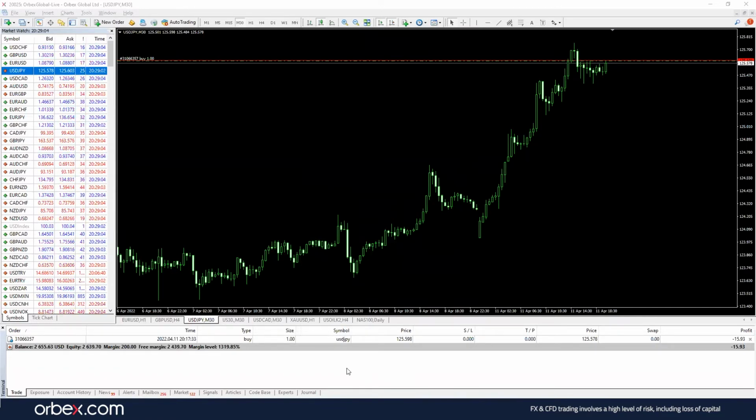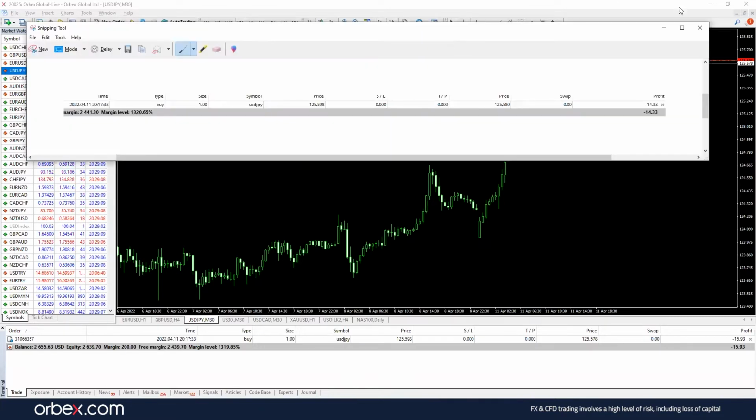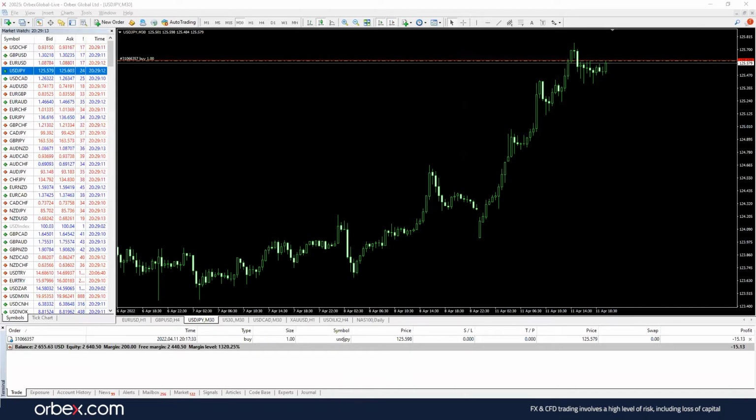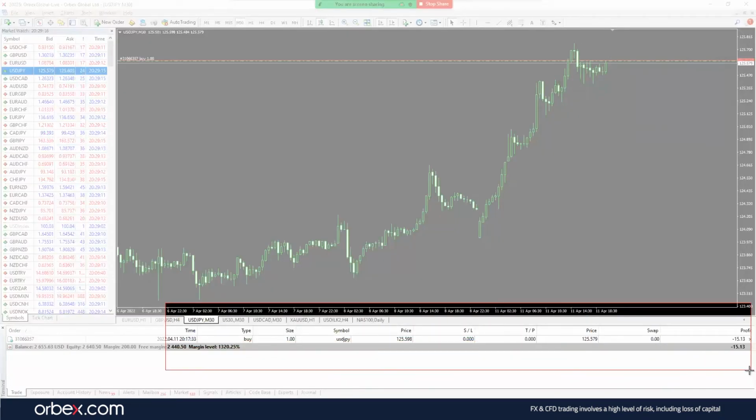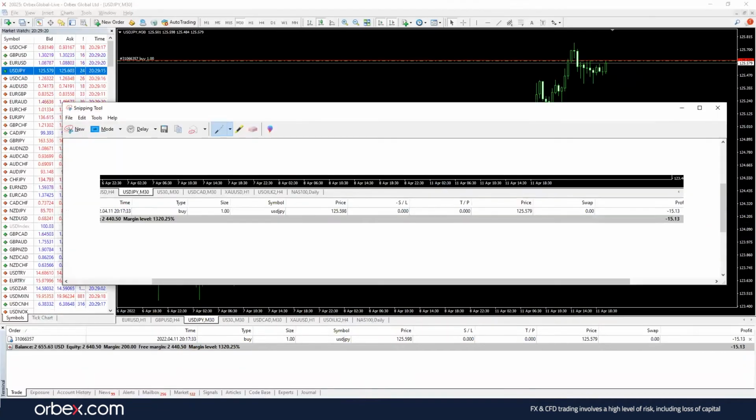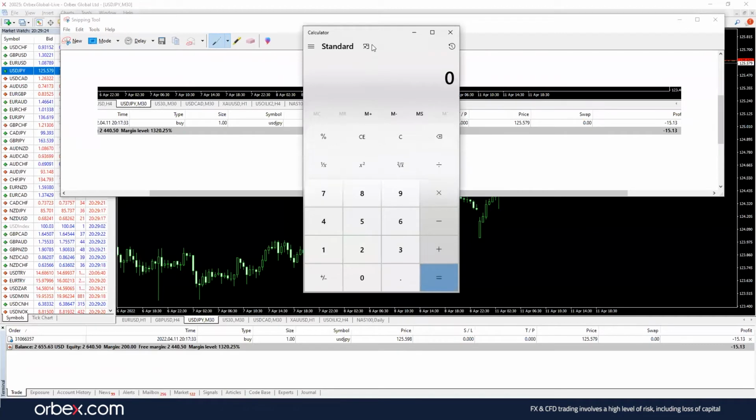So my one lot of dollar yen isn't doing too well at the moment, but let's just take a look at that calculation. So it's live. So I just did that. So we've moved a little bit lower now, just so everything's fully transparent. So let's get the trusty calculator out. So it's very, very easy to see.